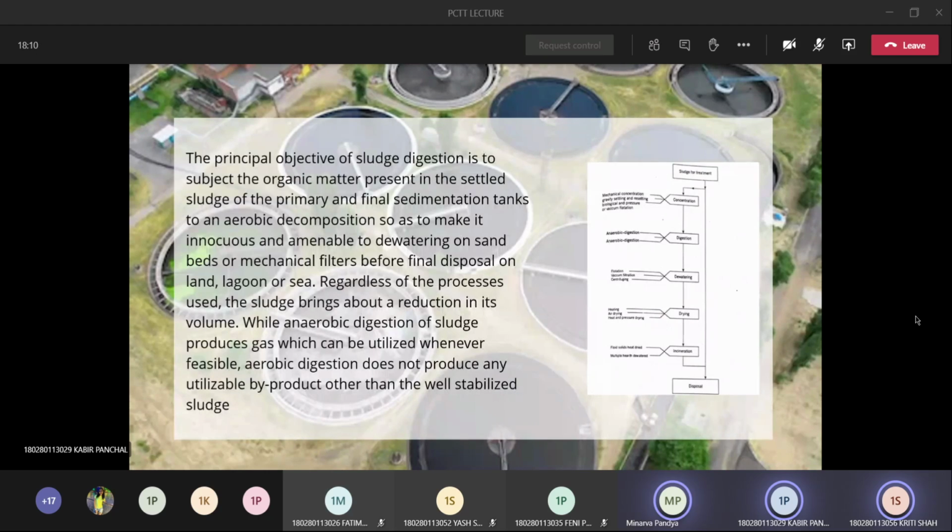Now, the principle of sludge digestion is basically to convert the organic matter that is present inside the sludge and break it down into carbon dioxide and water, which can then be easily disposed of. If the sludge digestion is aerobic, then there is no end product like a gas that is released, which can be further used as a fuel. Whereas for anaerobic sludge digestion, gases are released, which can further be used as fuel.